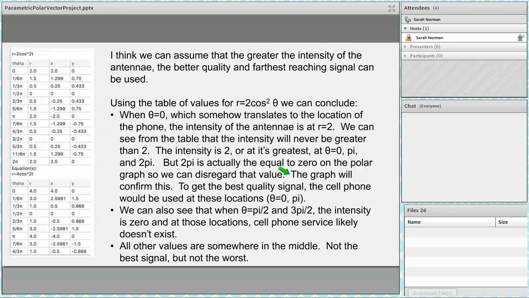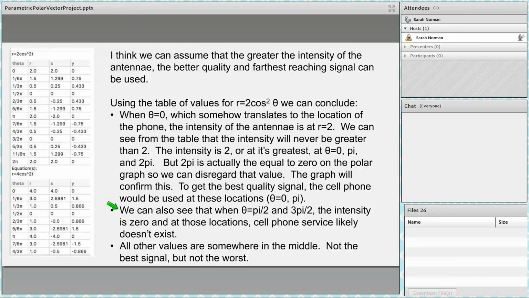And we can confirm this on the graph. If you want to, you can graph that and pause the recording to do so. And I think that we can really conclude from this that to get the best quality signal, the cell phone would be used at these locations, theta equals 0 and theta equals pi.